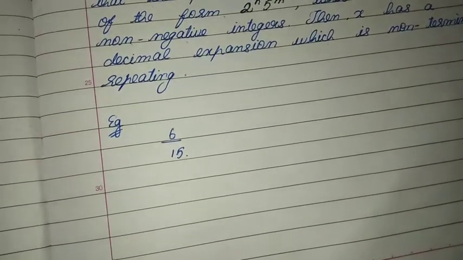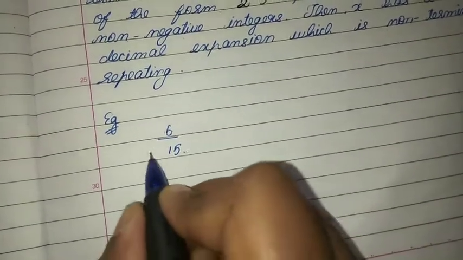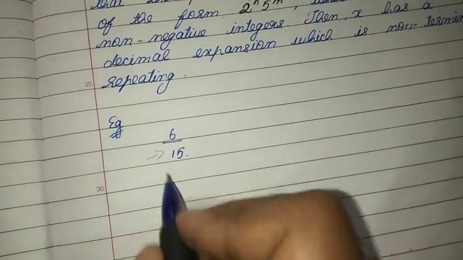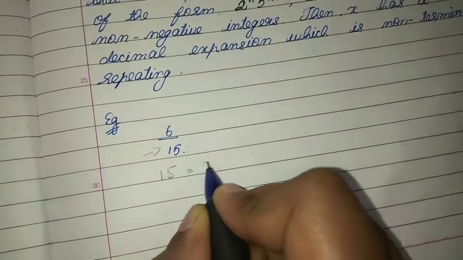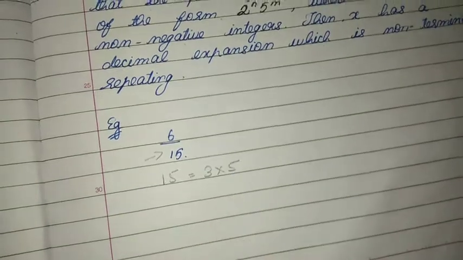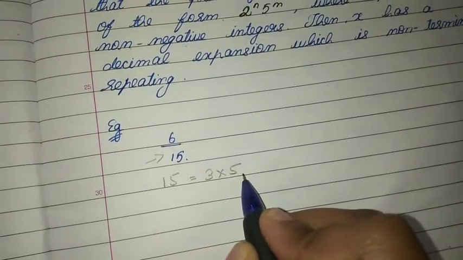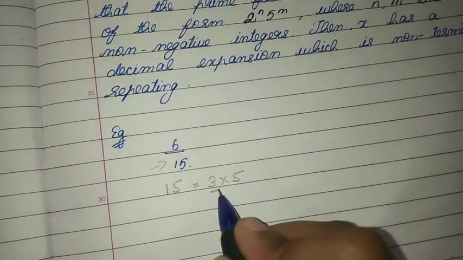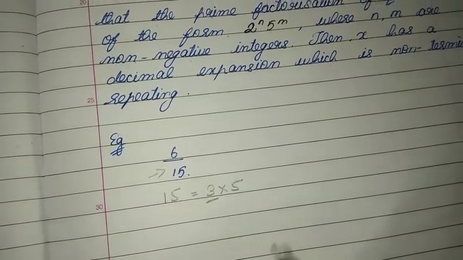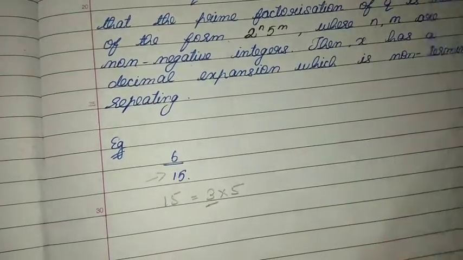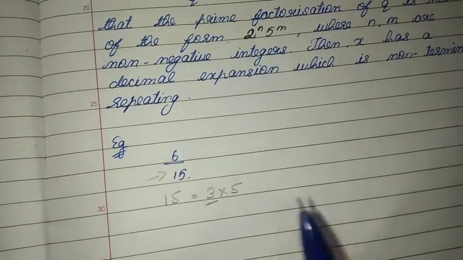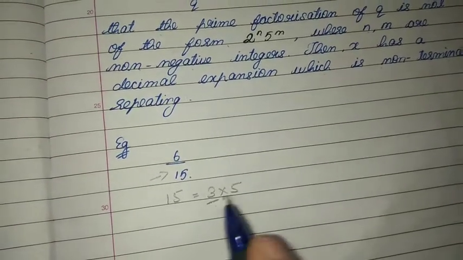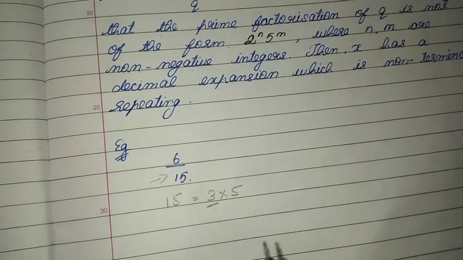Now let me give you all an example. We have to see the denominator only, right? The denominator is 15 and the prime factorization will be 3 into 5. Do I have 2 here? No, I have 3. So I cannot follow the normal method which I followed for the previous example. So I will say that it is non-terminating and it is repeating.